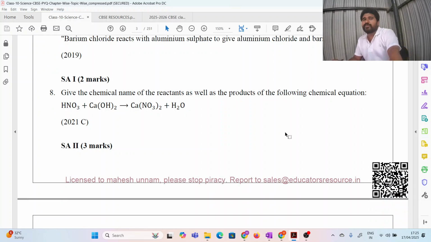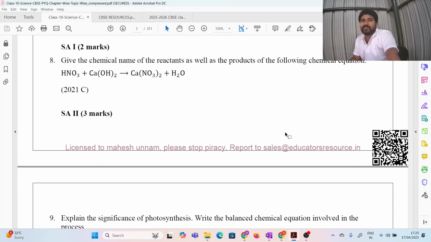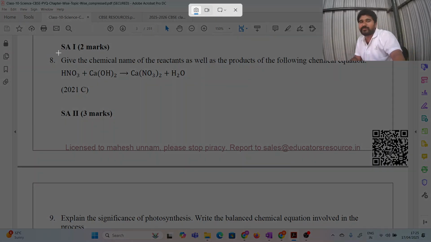Now, give the chemical names of the reactants as well as products of the following equation. So only chemical names are asked. It didn't ask anything else.